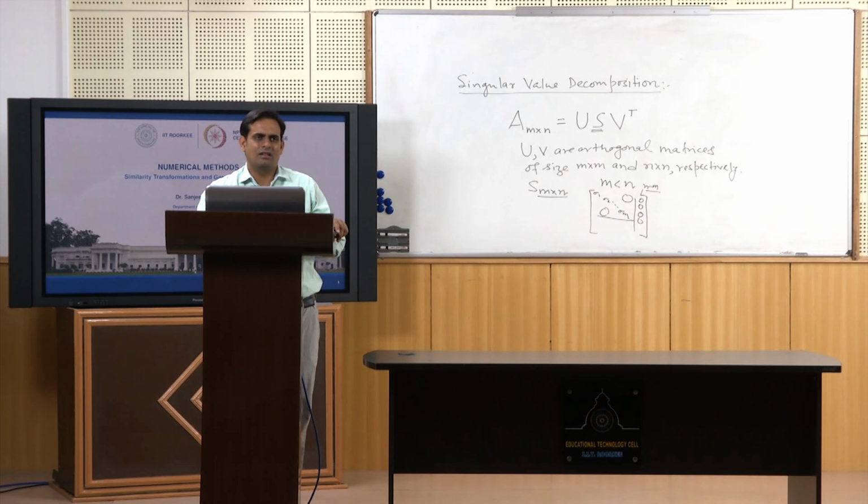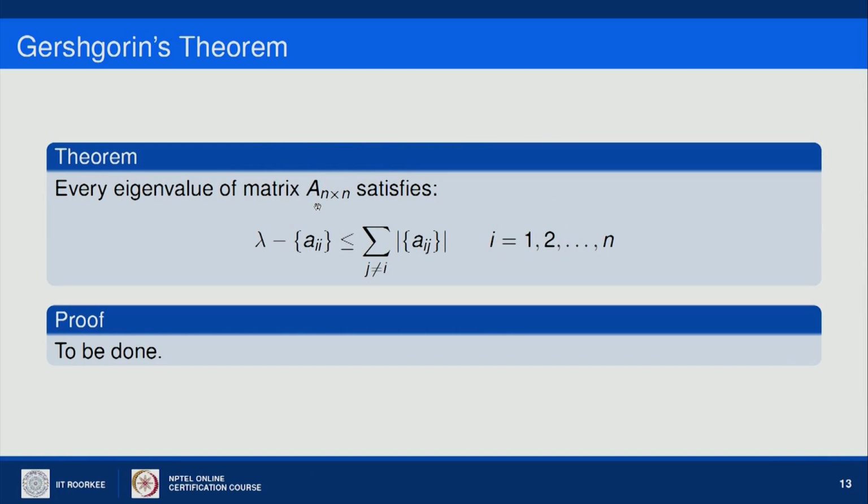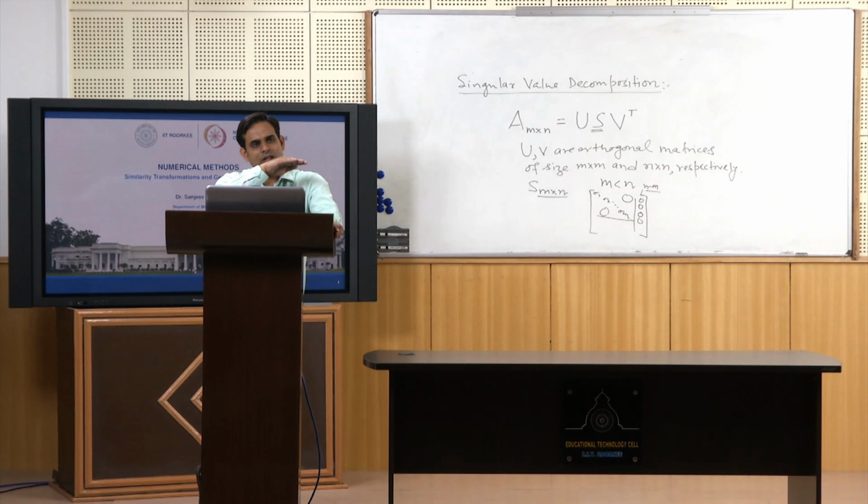Just by looking at the matrix. This particular theorem tells us about that. This theorem tells that every eigenvalue of a square matrix A of order n satisfies this particular inequality: if lambda is an eigenvalue, then |lambda minus aii|, where aii is the diagonal element in the ith row, will be less than or equal to the absolute sum of all the elements in that ith row except the diagonal element. So, how to do it?